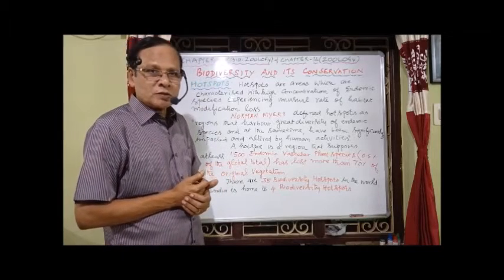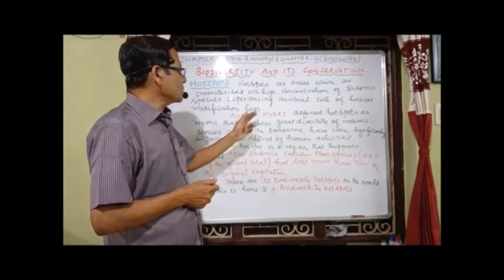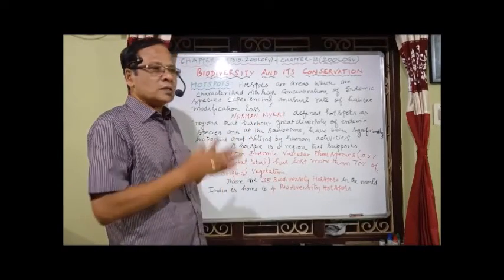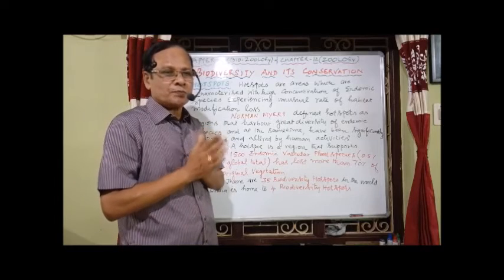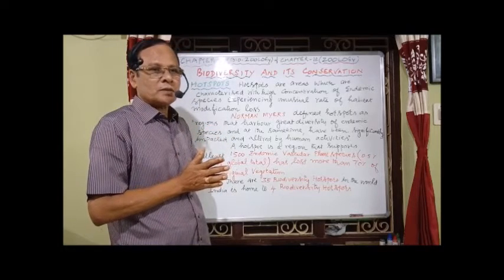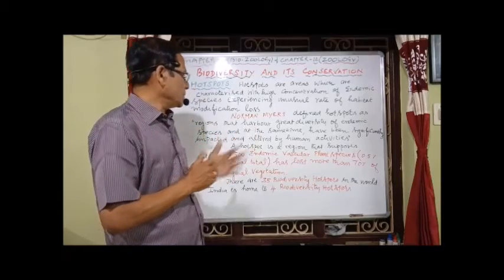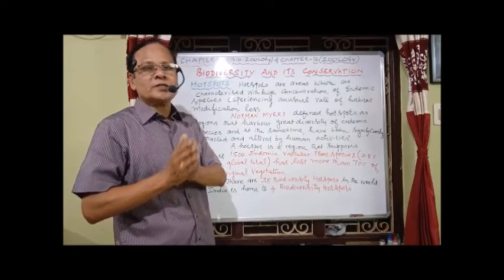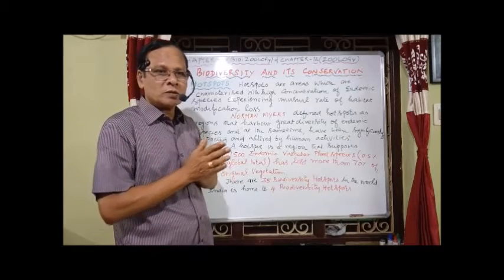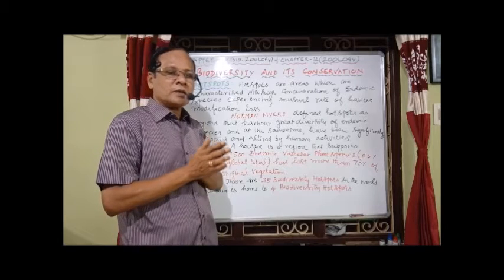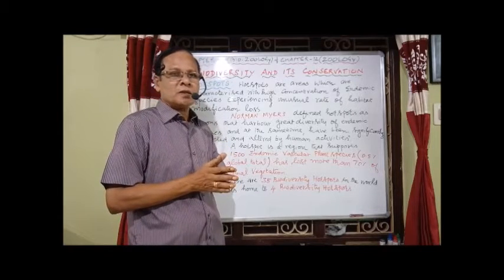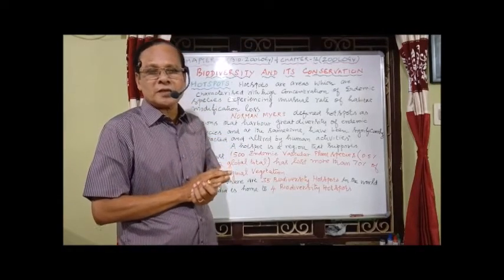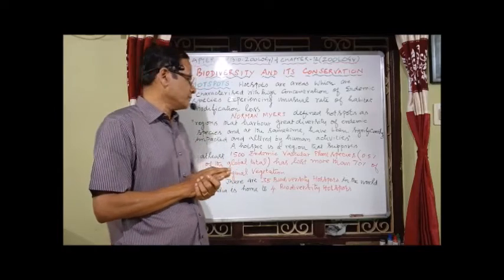Now, an apt definition was given by Norman Myers. He defined hotspots as regions that harbor great diversity of endemic species, but at the same time have been significantly impacted and altered by human activities. So there is an impact on these areas, and the conditions prevalent in these areas are altered by human activities.